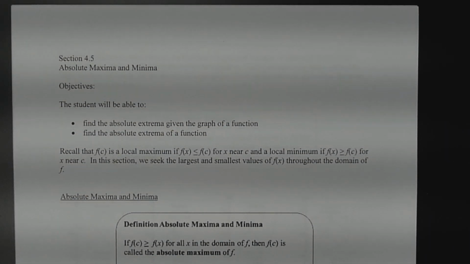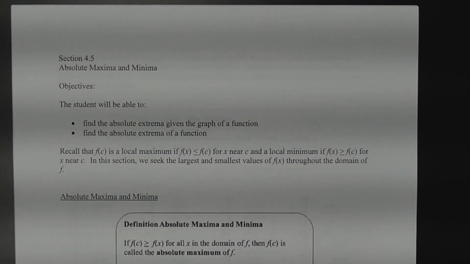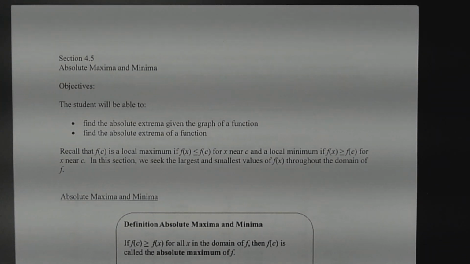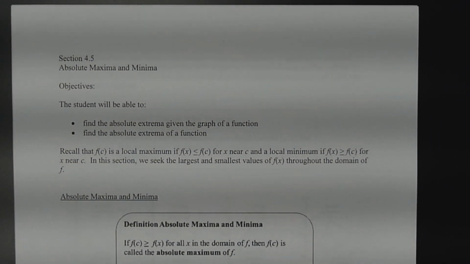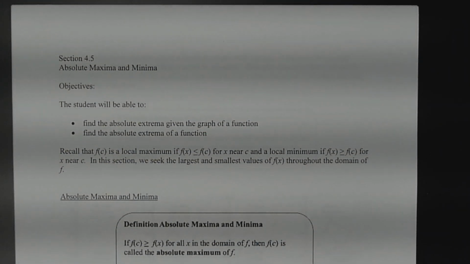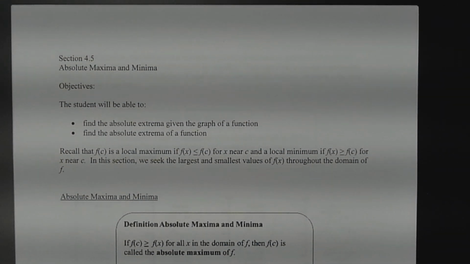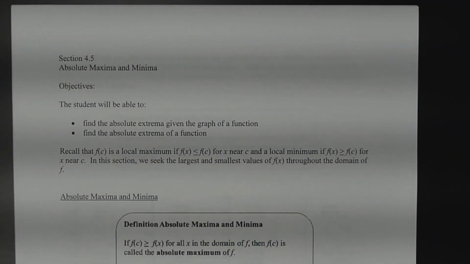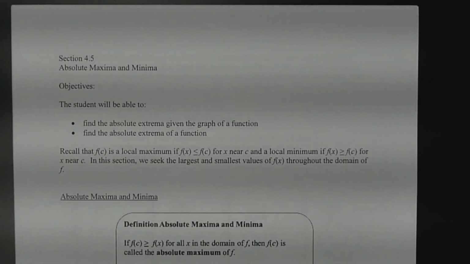All right, in this video, we're going to talk about section 4.5 dealing with absolute maxima and absolute minima. And in this video, we're going to be able to find the absolute extrema given the graph of a function and also find the absolute extrema of a function. And what I mean by absolute extrema, I'm talking about the absolute maximum and the absolute minimum.